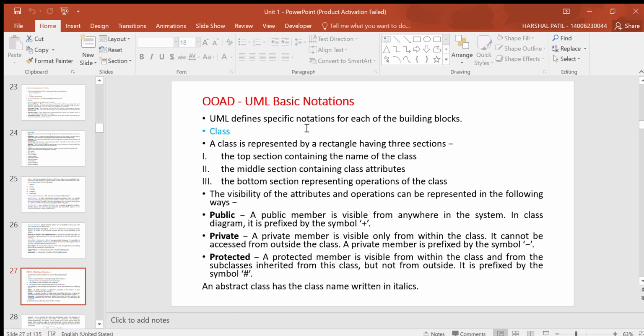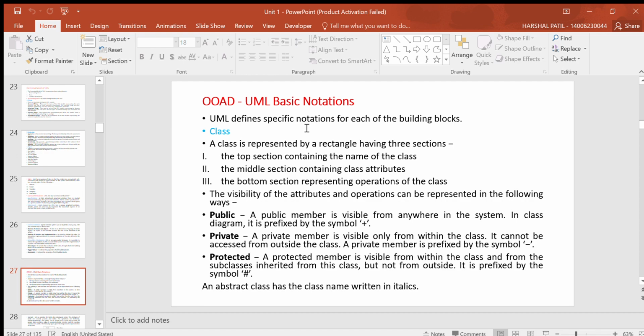UML basic notation. UML defines specific notation for each of the building blocks. A class is represented by a rectangle having 3 sections. The top section contains the name of the class. The middle section contains the class attributes and the bottom section represents the operations of the class. त्यालाच आपण फंक्शन असं बी म्हणतो. The visibility of the attributes and operations can be represented in the following ways.